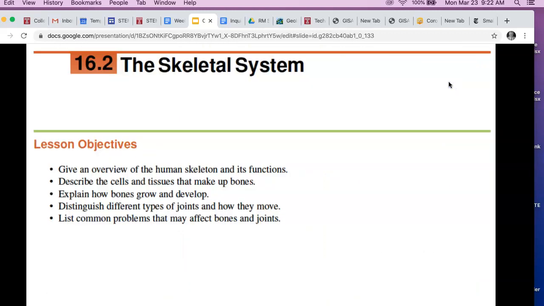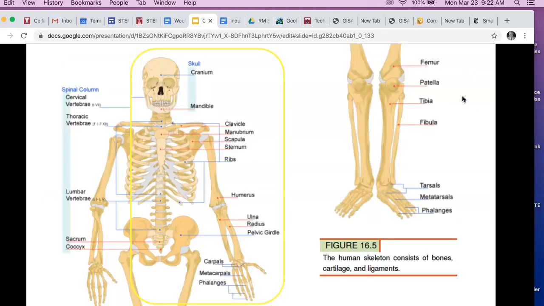The skeletal system, 16.2. So we're going to have an overview of this. Take a look at this. We would be referring to the skeleton in the room if we had it, but on this diagram, I've circled in yellow the bone parts that I would like you to know. I'd like you to memorize them. Most of these you know already. If you look at the cranium, the mandible, the clavicle, that's your shoulder bone, the scapula, the sternum, the ribs, everything in yellow I would like you to know for the quiz, and this exact diagram will be in the quiz.